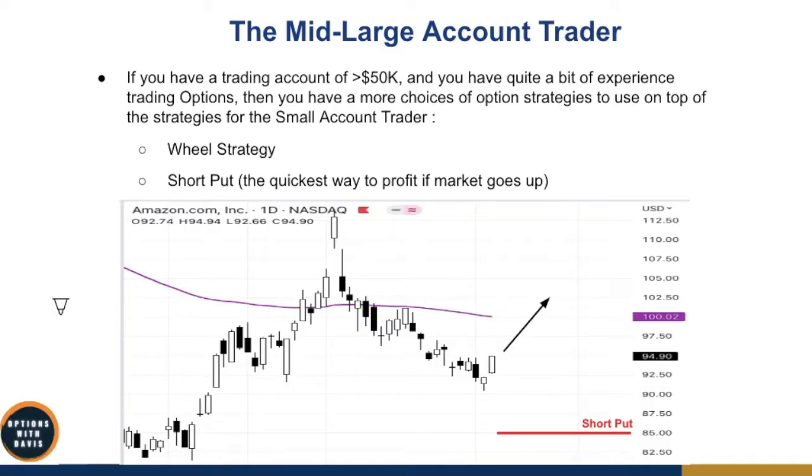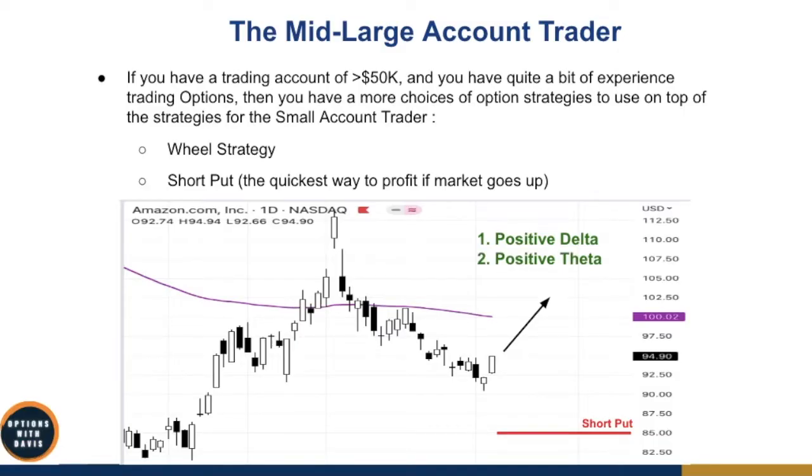That is the short put, and the short put is the quickest way to profit if the market goes up, because you have three things working for you, right? Number one, you have positive delta. Because you have a short put, this is a neutral to bullish strategy, so you want the market to go up. If the market goes up, naturally, you'll be making money on your short put option.